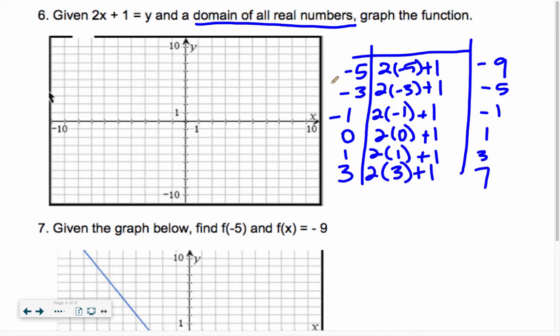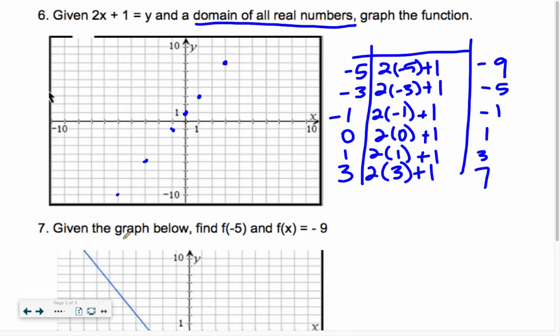So now I'm going to plot these points. -5, -9. 1, 2, 3, 4, 5. -9 is right there. -3, -5. 1, 2, 3. 1, 2, 3, 4, 5. -1, -1. 0, 1. 1, 3. And 3, 7. 1, 2, 3. 1, 2, 3, 4, 5, 6, 7.